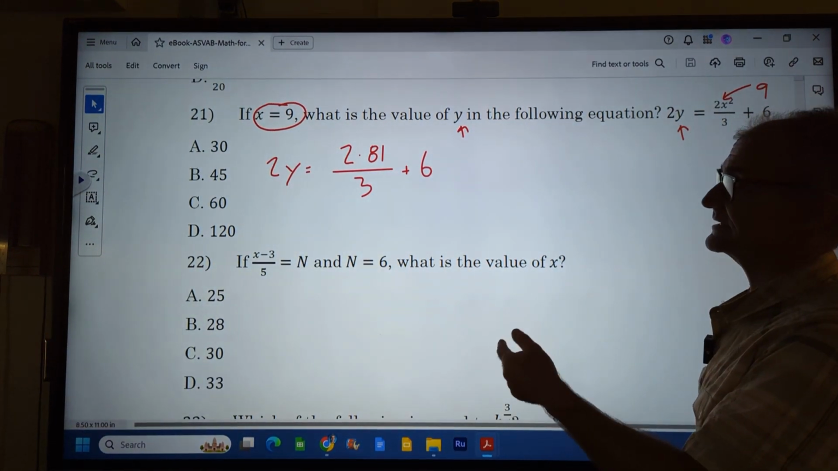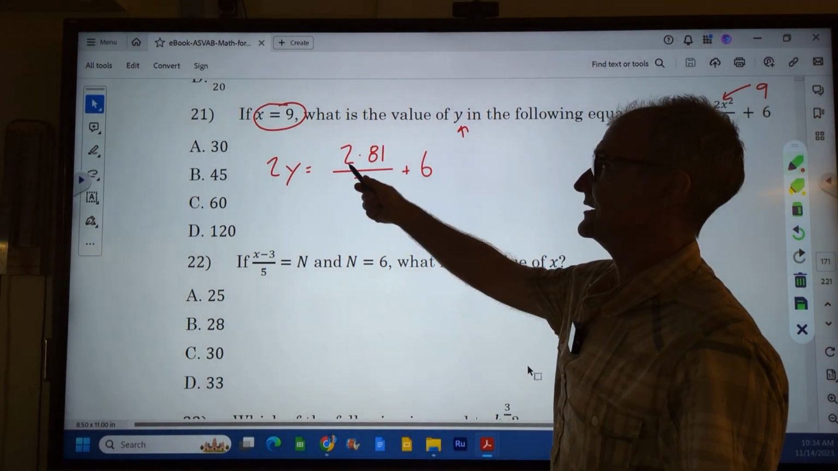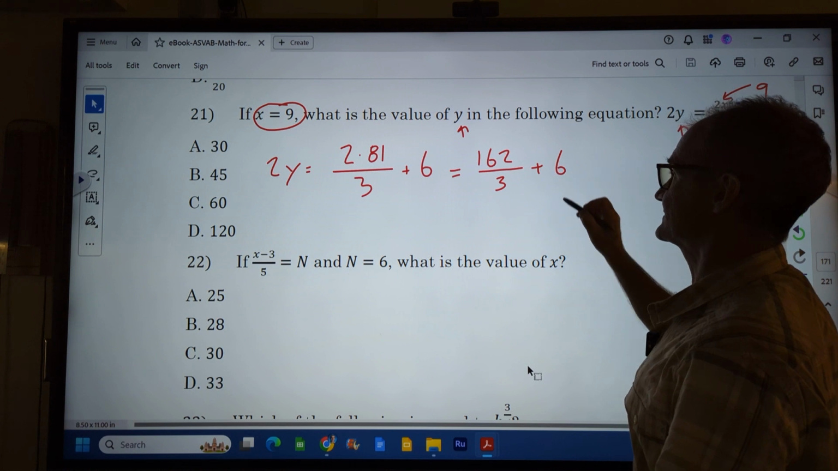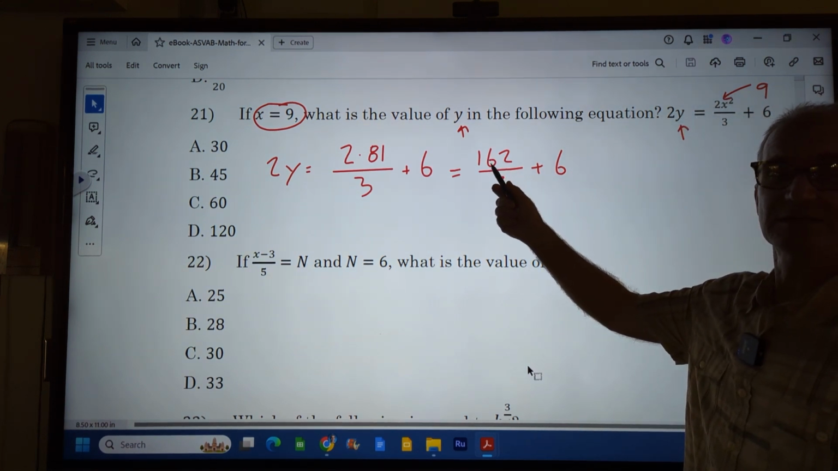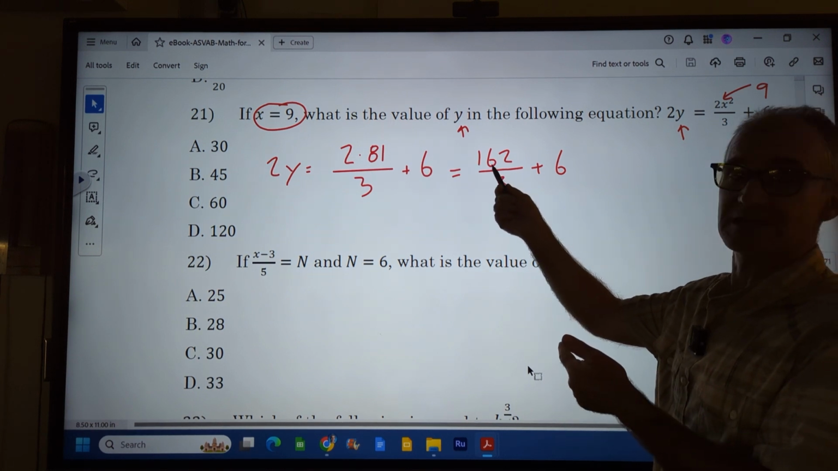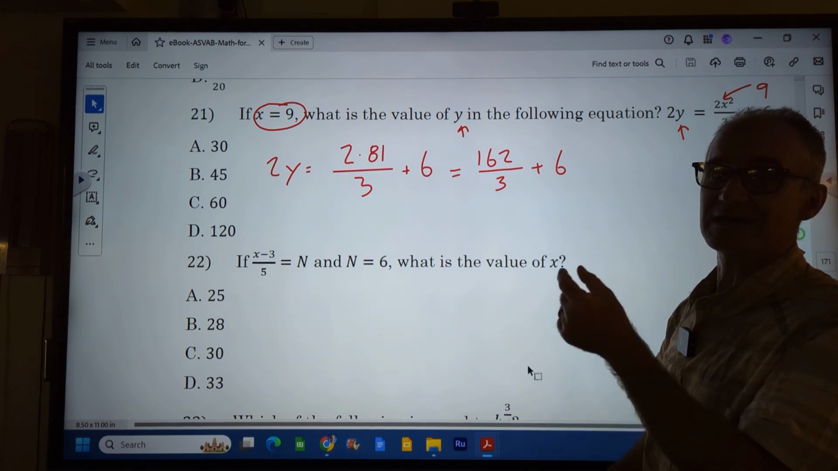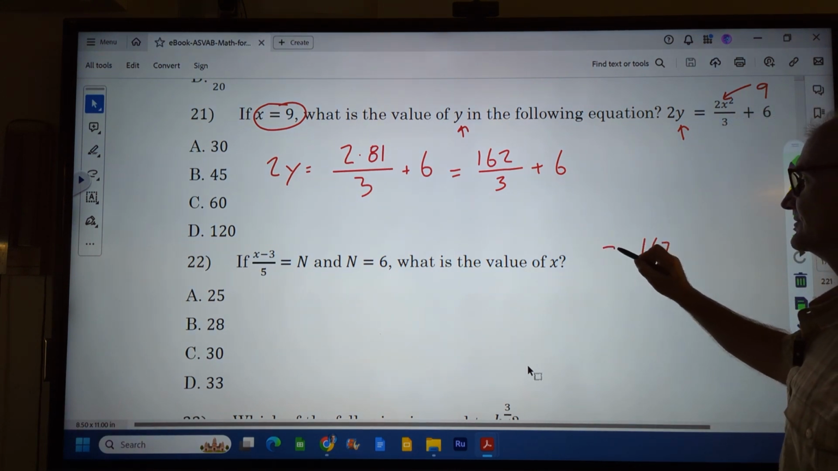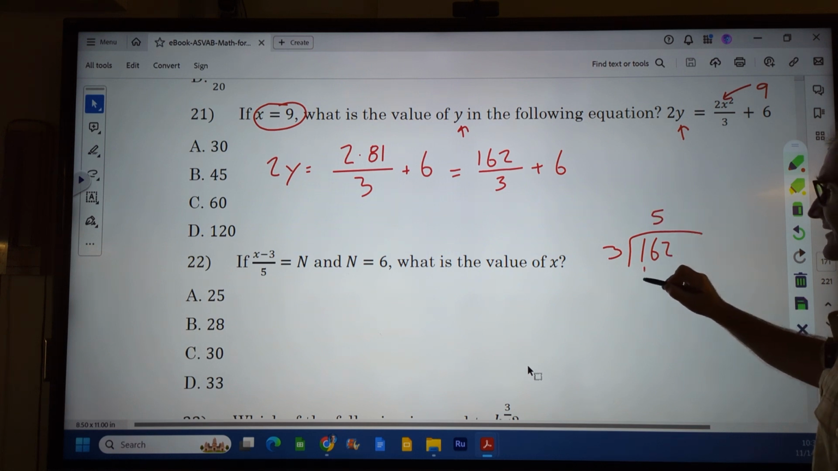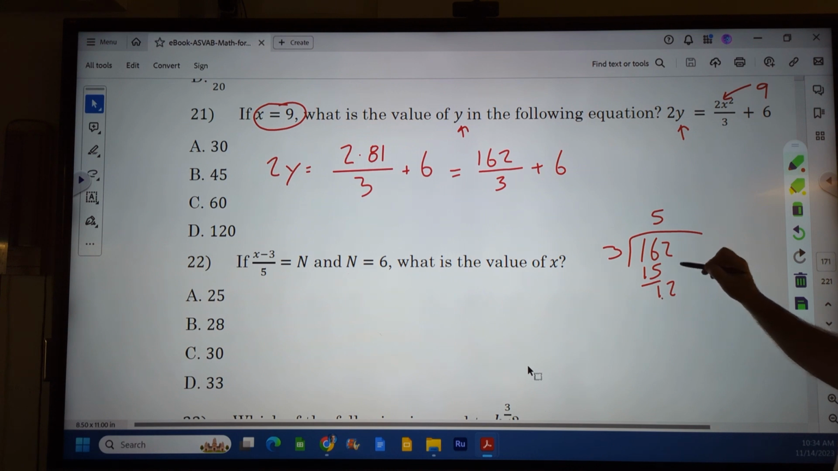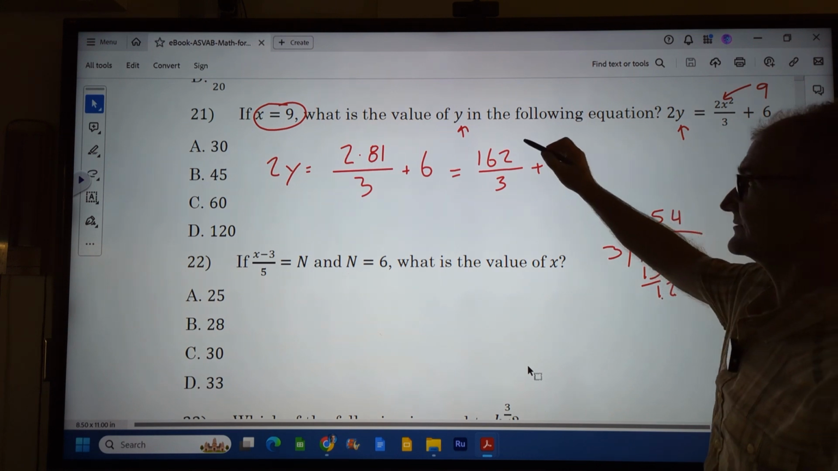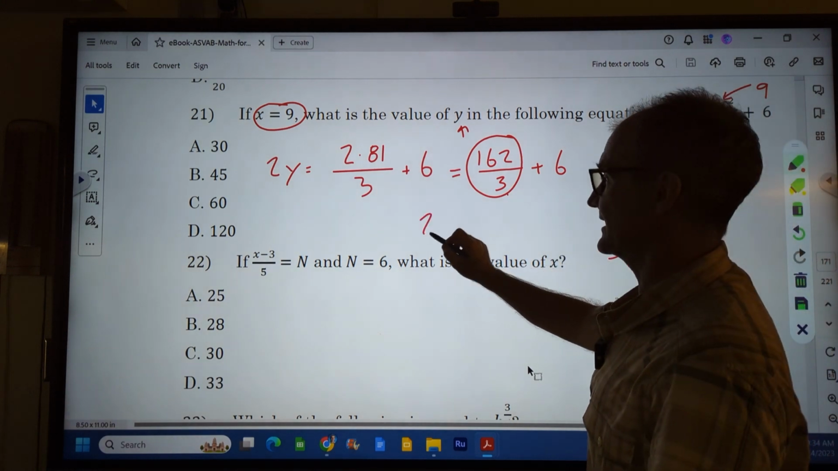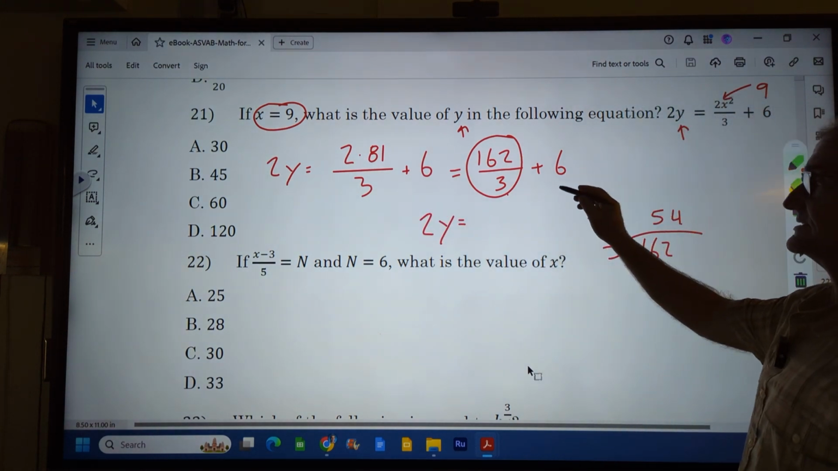So now that I've done my exponents, next thing I'm going to do is my multiplication. 81 times 2 is 162. 162 divided by 3 plus 6. I can see if this is divisible by 3 by adding up all the digits. 1 plus 6, 7, plus 2, 9. If that 9 is divisible by 3, then 162 is going to be divisible by 3. So 162 by 3. 3 goes into 16 5 times. 15. 6 minus 5, 1. Bring down the 2. 3 goes into 12 4 times. So this thing right here is 54. So now I have 2y is equal to 54 plus 6, or 60.